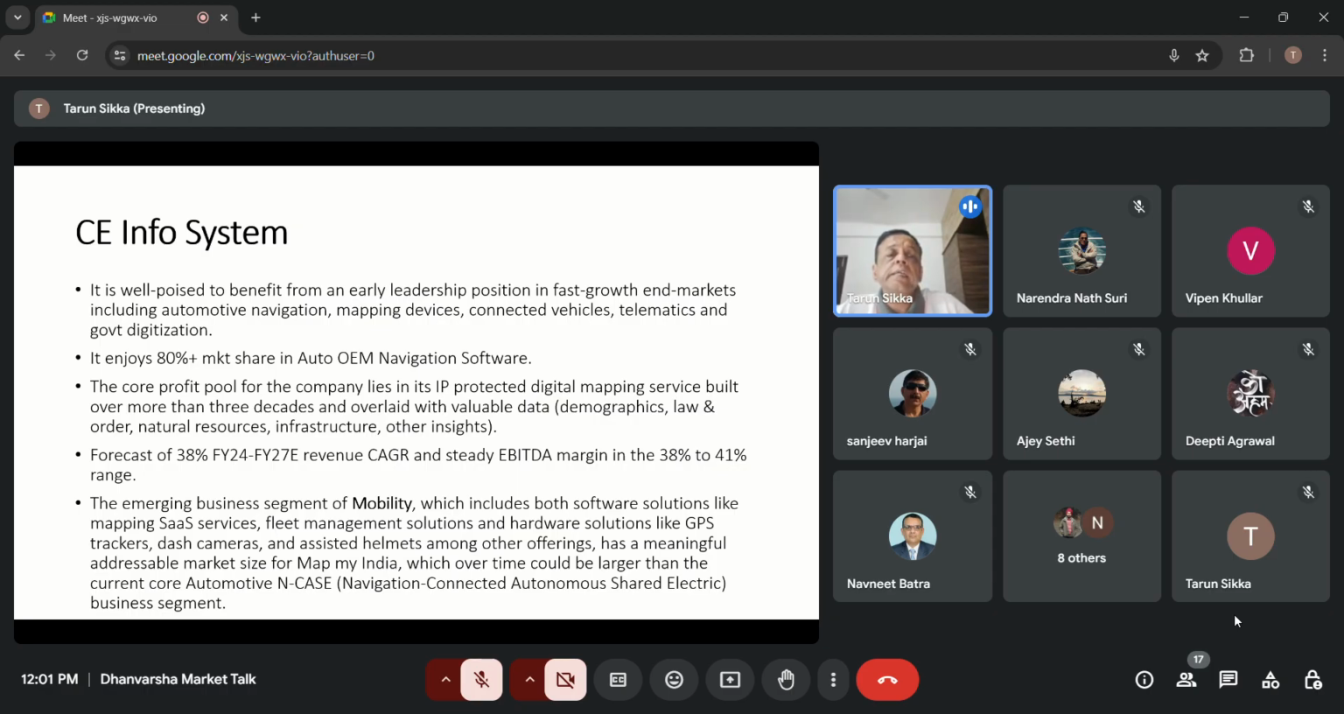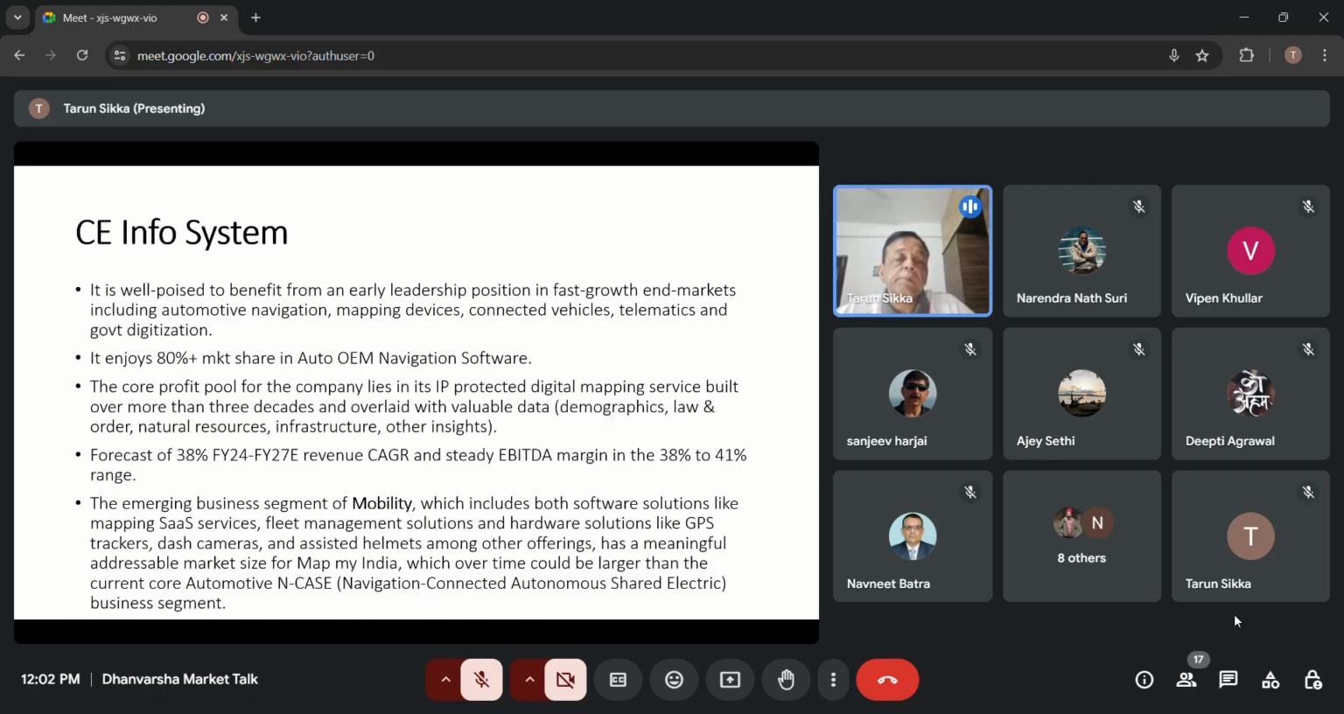It enjoys 80% market share in auto OEM navigation software. The core profit pool of the company lies in its IP protected digital mapping service built over more than 3 decades and overlaid with valuable data like demographics, law and order, natural resources, infrastructure, and other insights. Forecast of 38% FY24 to FY27 expected revenue CAGR and steady EBITDA margin in the 38% to 41% range. So there is a clear visibility of growth for 2 to 3 years at least.